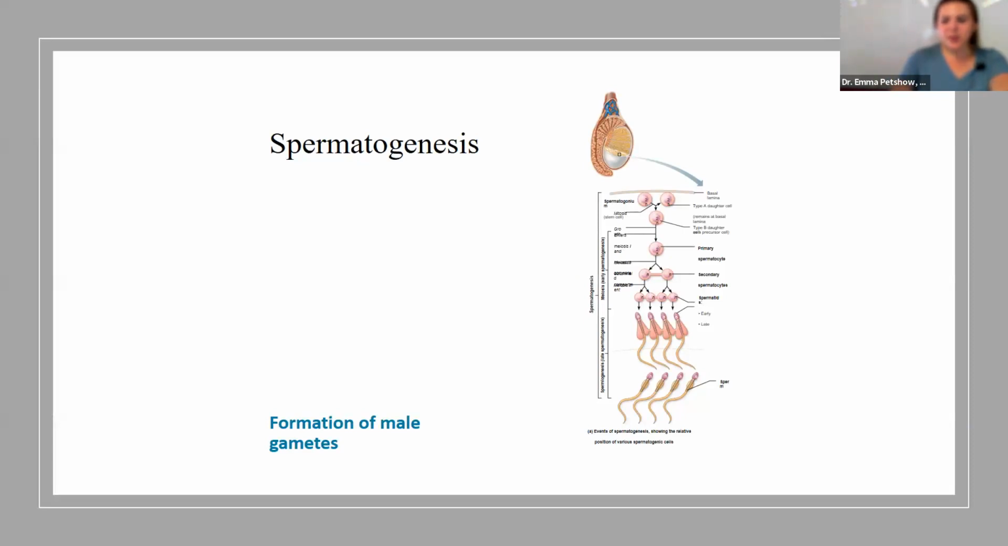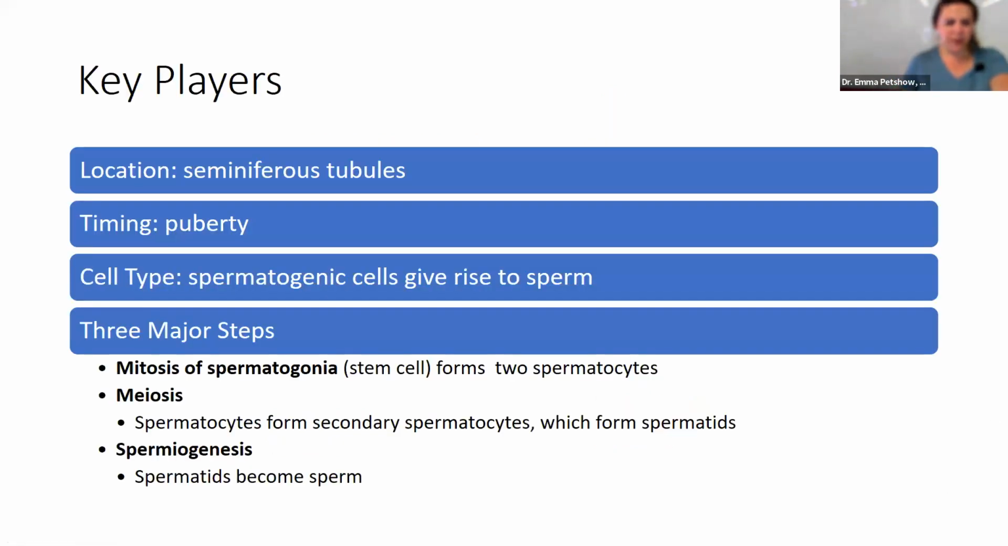Okay, so spermatogenesis. We'll go through this process. This is your overview picture, from the spermatogonium, which are diploid, and then moving into your spermatocyte, and so on and so forth. So we're going to look at this process as a whole. The key players: it's located in the seminiferous tubules. The timing is puberty. Spermatogenic cells are the cells that give rise to sperm.